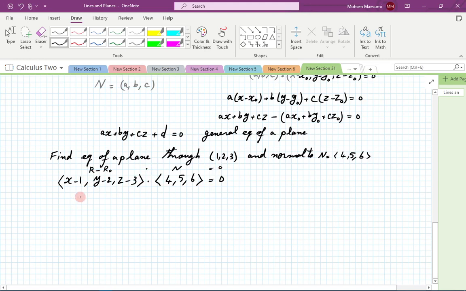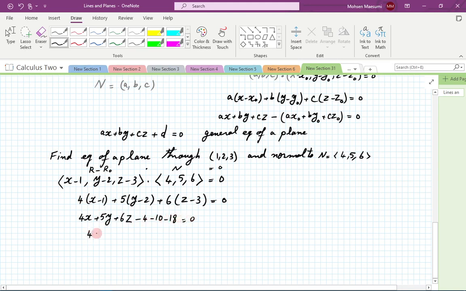So we write first component times x minus 1, second, 5 times y minus 2, third, 6 times z minus 3 is equal to 0. That's the equation. Now if you want to clean it up, x, y, z traditionally piled up together, minus 4, minus 10, minus 18.